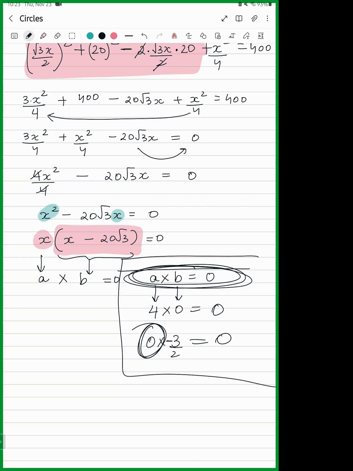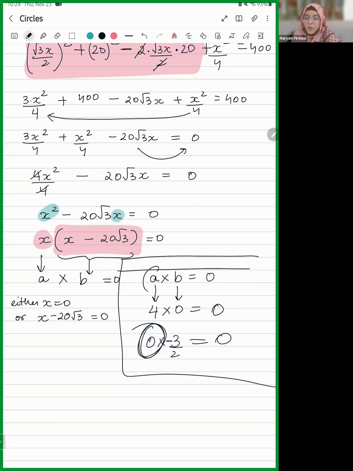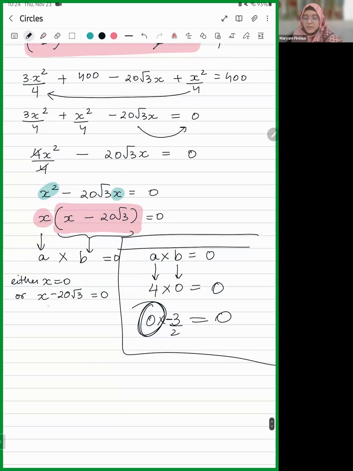Understood. Okay. So this means that either x is 0 or the other thing, which is this bracket. What is the bracket? x minus 20 root 3. Either x is 0 or this thing is 0. Because see, if even one of them becomes 0, that means the entire product becomes 0, right? Just like I showed you over here, 4 into 0 is 0. So even though A in this case is not 0, since B was 0, the entire thing became 0. The answer became 0. So either x is 0 or x minus 20 root 3 is 0.